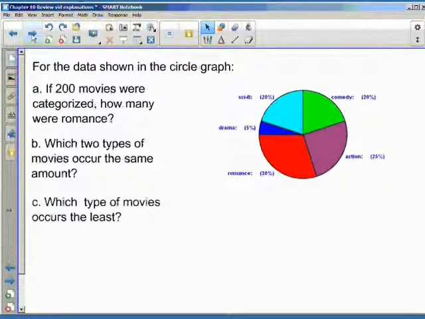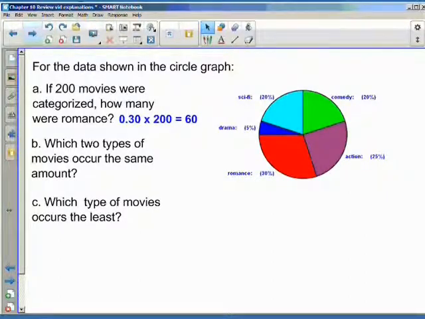All right. And now a circle or pie chart. If 200 movies were categorized, how many were romance movies? If they went through and watched 200 movies and broke it out into percents like this, how many were romance? And the way we'd find that is we'd use the percent given, multiply by 200, the percent as a decimal, and we get a total of 60 movies that were romance out of the 200.